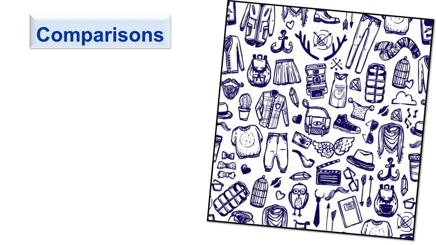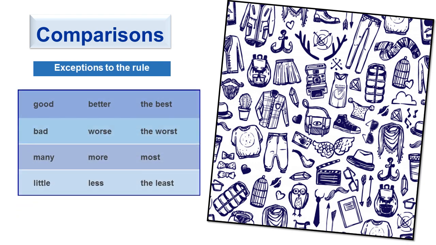And of course, whenever we have rules, we also have exceptions to the rules. And here are a few words that don't follow the rules. Good becomes better and the best when I'm comparing them. Bad, worse, the worst. Many, more, most. And little, less, the least.